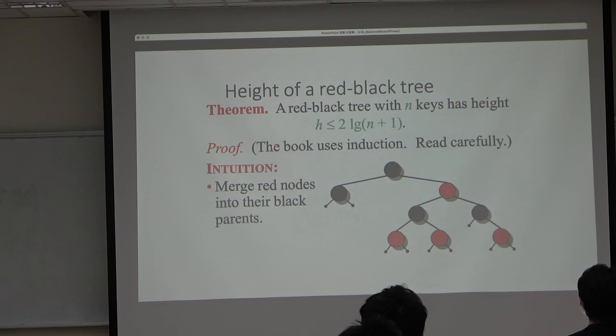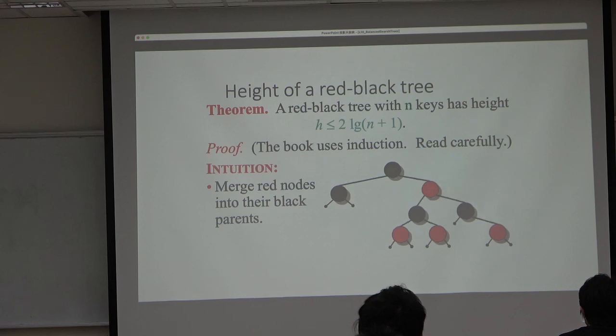The book proves this by induction. I hope you can check it out. But here I'm going to provide you a different proof. Let's try to merge the red nodes into their black parent, because we know each red node has a black parent. So, for example, this node can be merged in here. This node can be merged into here, and so on.